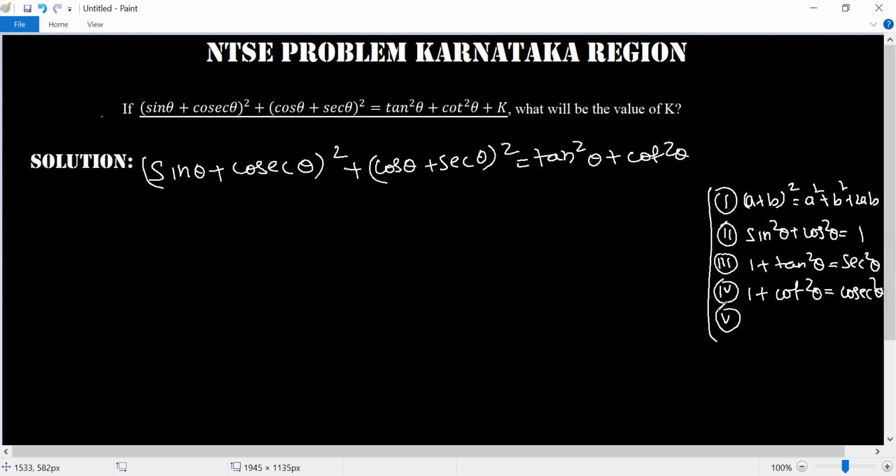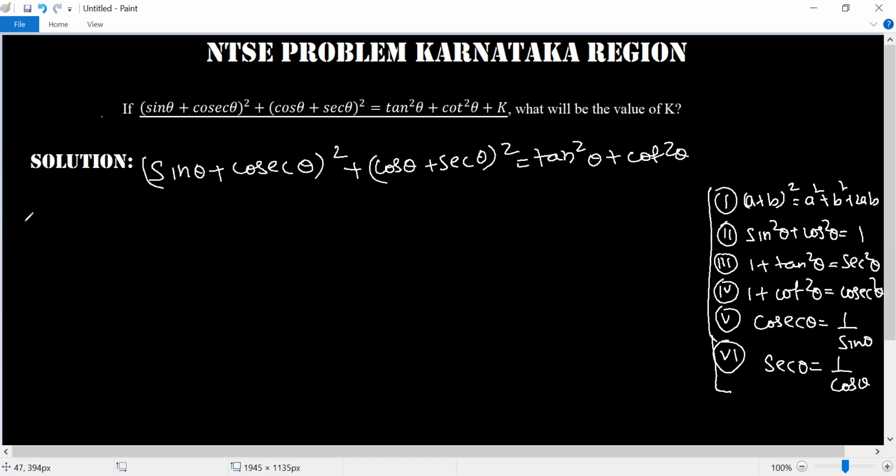Another one, there is a relation. We know that sin theta can be written as 1 over cosec theta, and cosec theta can be written as 1 over sin theta. Secant theta can be written as 1 over cos theta. So these are the formulas, identities, conditions which we have to follow in the given question. Now, let's solve the question.